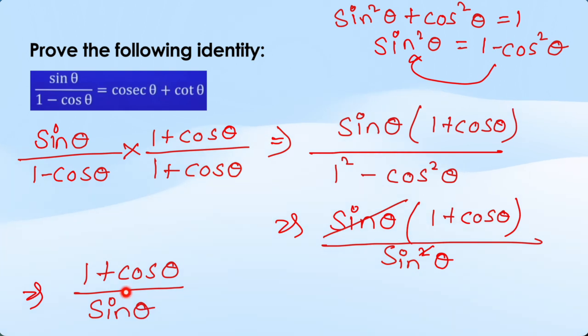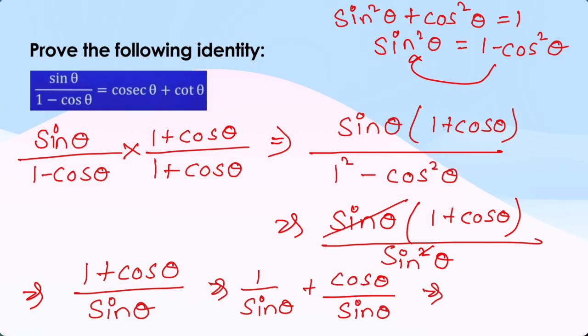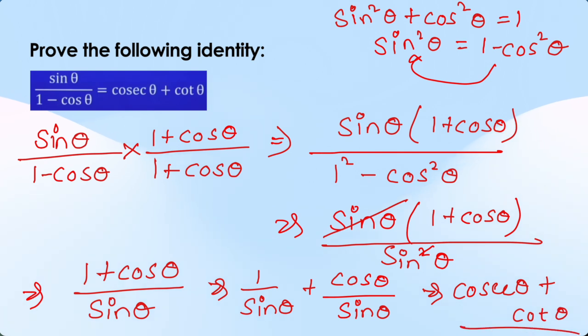Now again this sin theta is with the first term, also with the second term. So I can write it as 1 by sin theta plus cos theta by sin theta. Both are the identities. What is the reciprocal of sin theta? 1 by sin theta is cosec theta. And what about this? Cos theta by sin theta, it is quotient identity. Good. Cot theta. And that's what we need to prove. Clear?